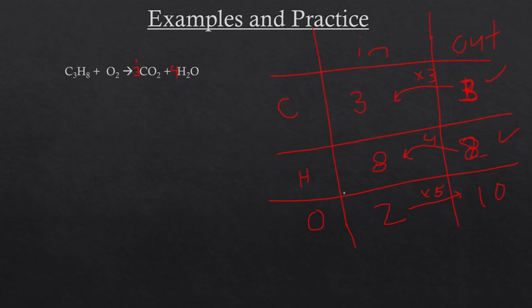I'll say, okay, got to multiply the input by 5. So I'm just going to drop a 5 right there. And I'm going to go back and double check everything, right? Because I didn't change any of the stuff we worked on before. I already know the carbons are good, the hydrogens are good. Let's check out the oxygen.